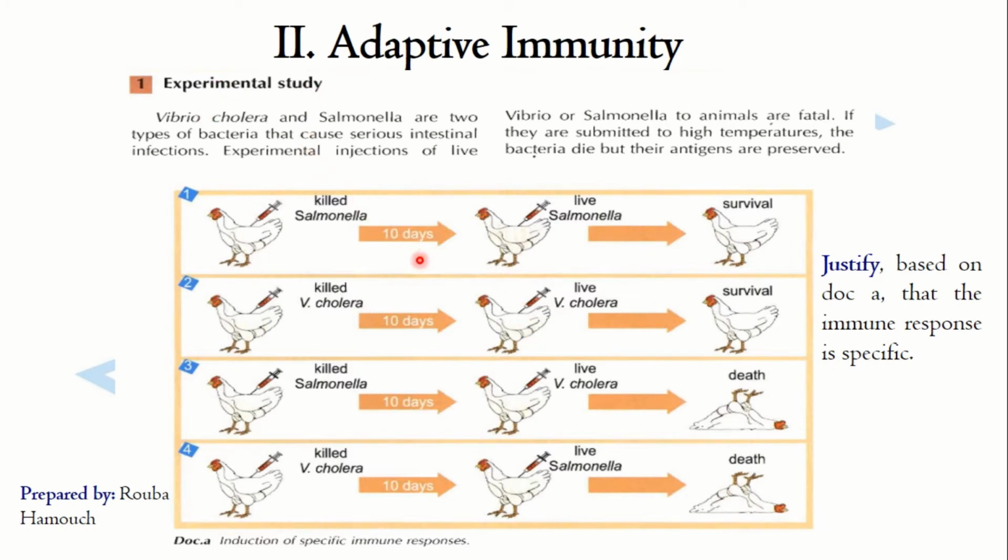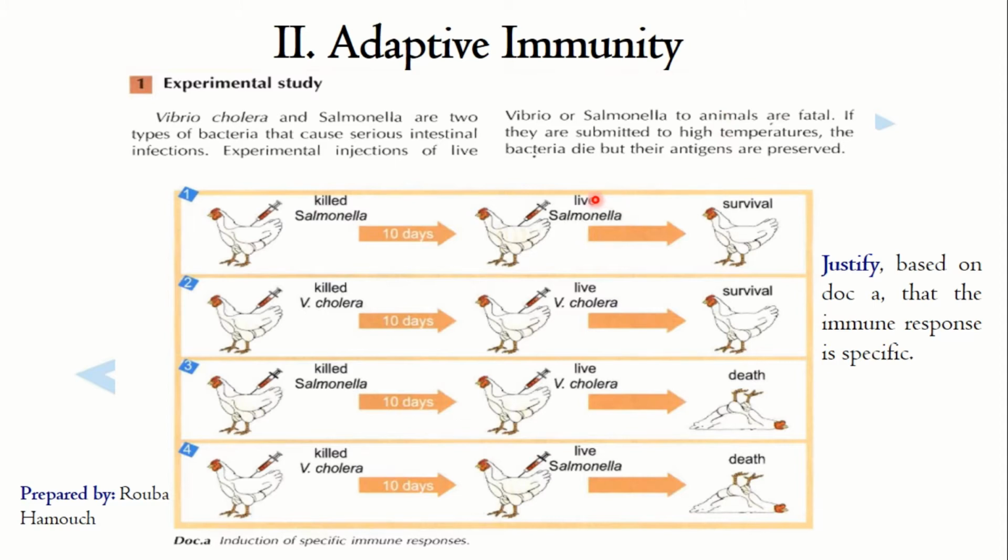These experimental studies have shown that the immune response is specific. Vibrio cholera and Salmonella are two types of bacteria that cause serious intestinal infections. In this experiment, we have used these two bacteria, which were injected into chickens, and the results appear here. The Vibrio cholera and Salmonella are fatal. They cause the death of the animals.